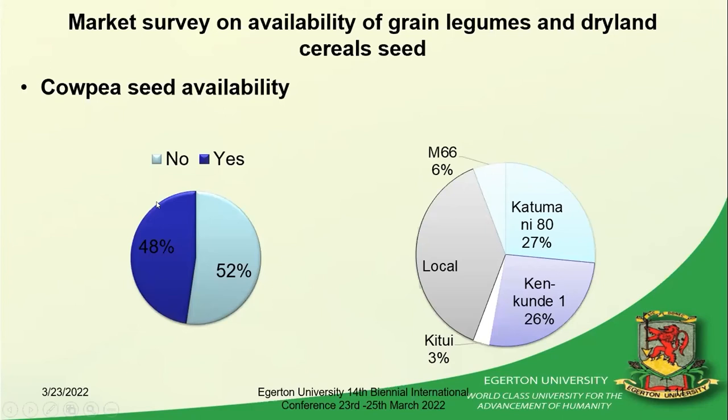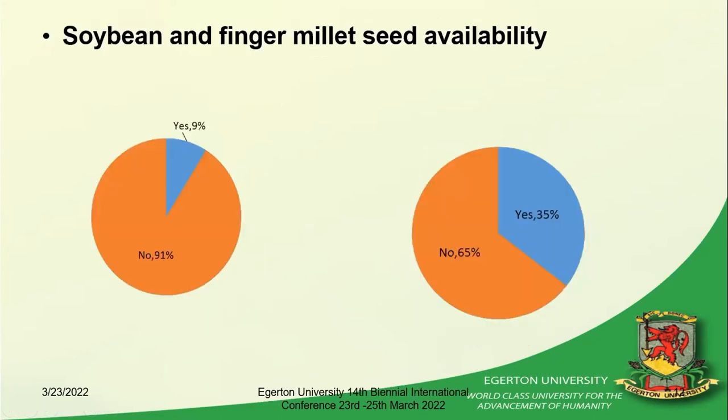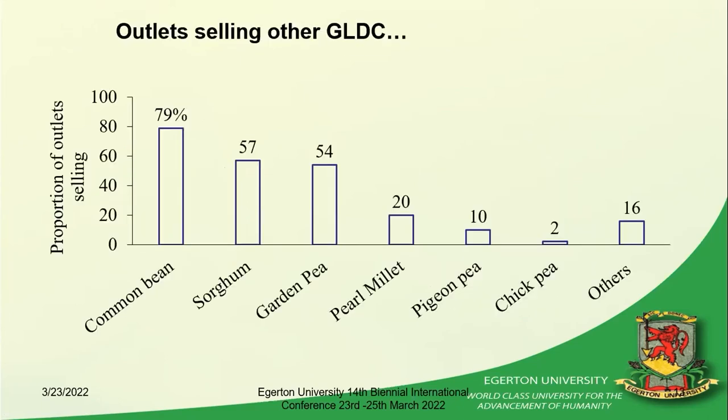48% of the stockists in the market sold cowpea, and on the right, these are some of the varieties that are available. 38% of the stockists sold only the local varieties, which are mostly low yielding. For soybean, only 9% of the outlets sold it. And for finger millet, only 35% sold it as seed. Lastly, we also looked at common bean: 79% of the outlets were stocking common bean and selling it to the farmers.